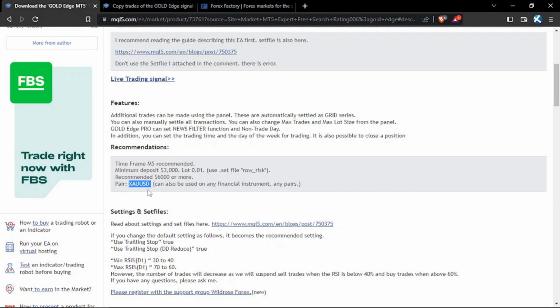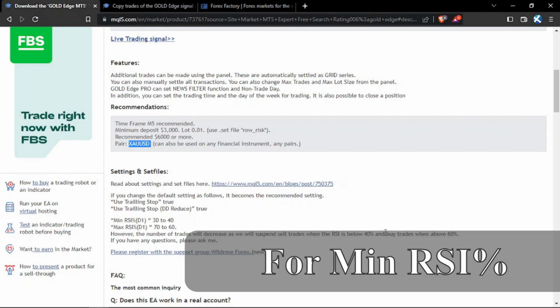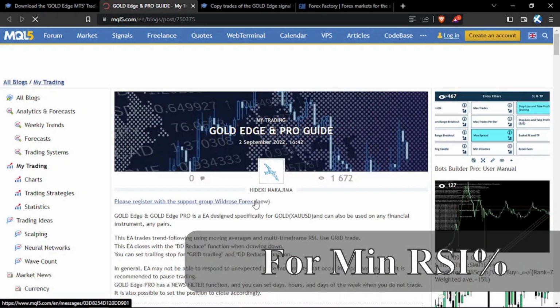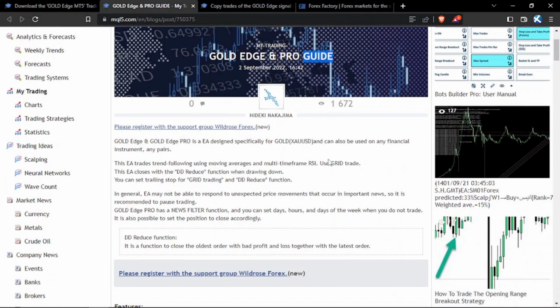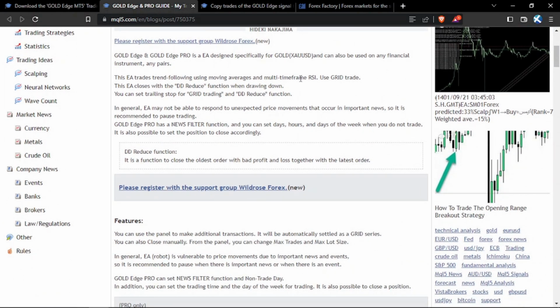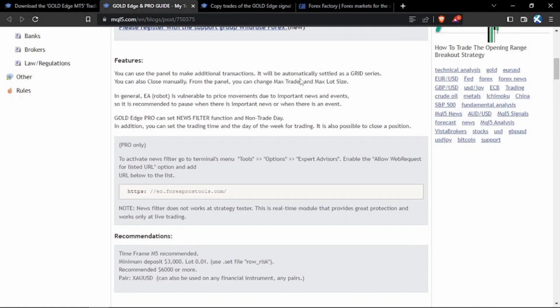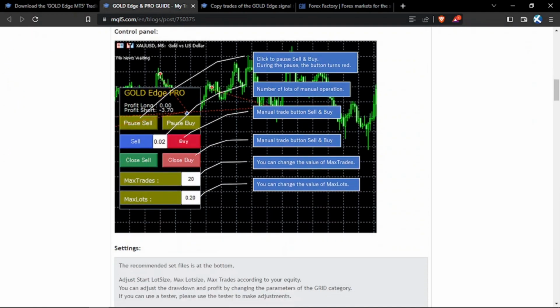It is important to use and to consider the trailing stop for both the drawdown reducing function and the regular trailing stop. It is important to adjust these trailing stops according to your own broker spread and commissions. So we'll take a closer look at that. For the RSI filter, the 30 to 40 range is recommended. When we take a closer look at the guide, a lot of the information that can be found on the main page is repeated. However, it does give additional information for the user.